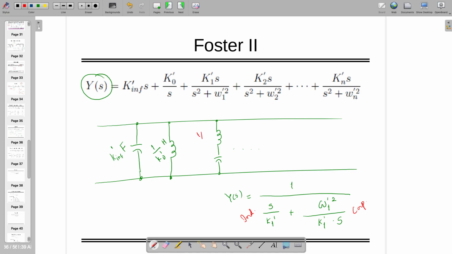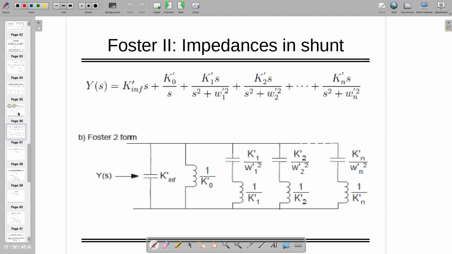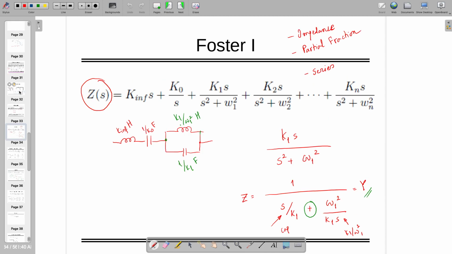1 by K1 prime Henry. Do not forget to keep the unit. K1 prime by omega 1 square farad, right? Did you get any difficulty, or is this correct? Right. Okay. Did you see the same? Okay.